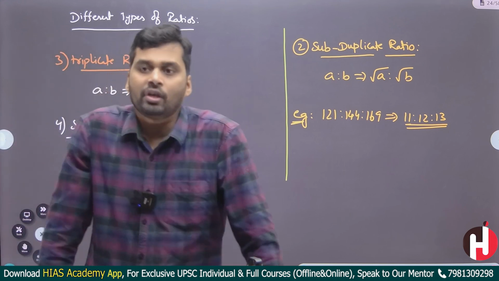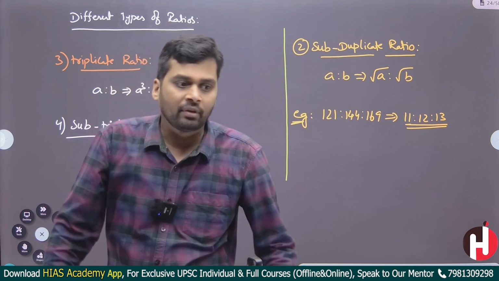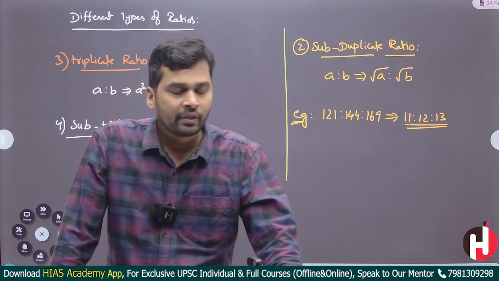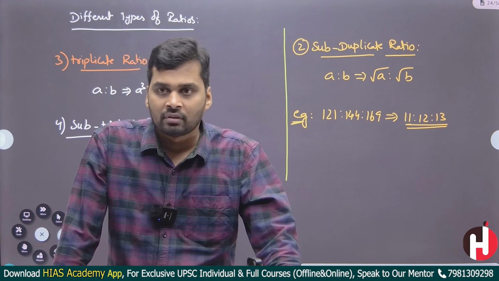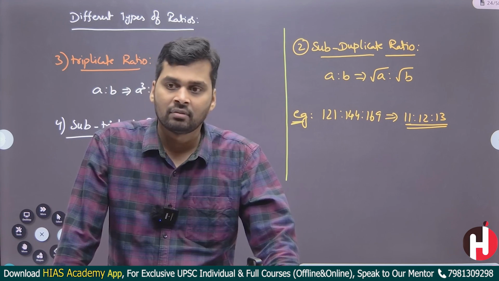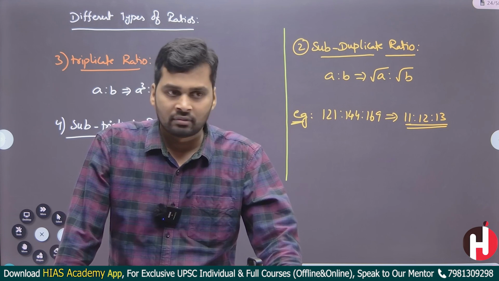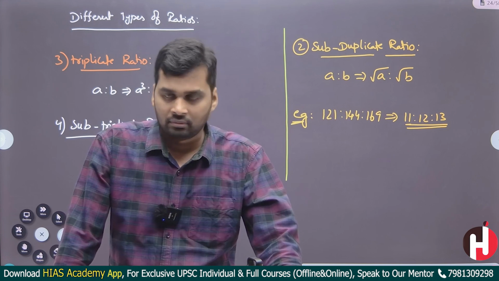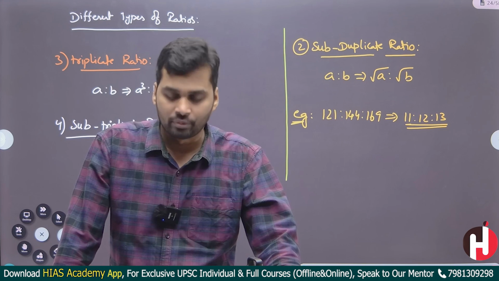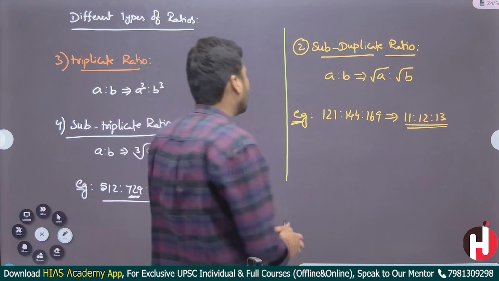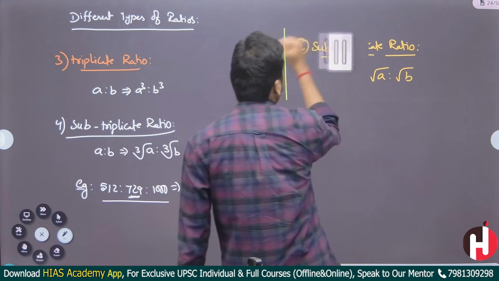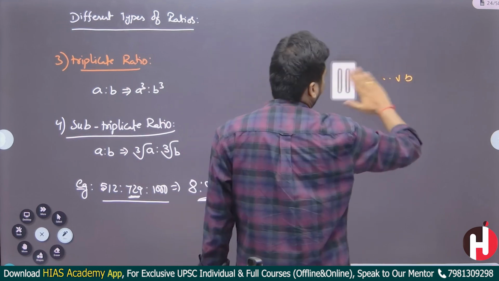So first one is what? Duplicate ratio. It means squares. Next, subtriplicate means cube root. Next, the fourth one and fifth one are very, very important. Fifth one.